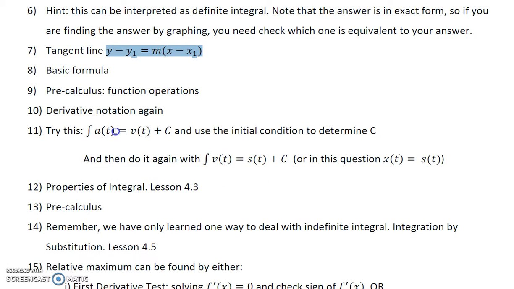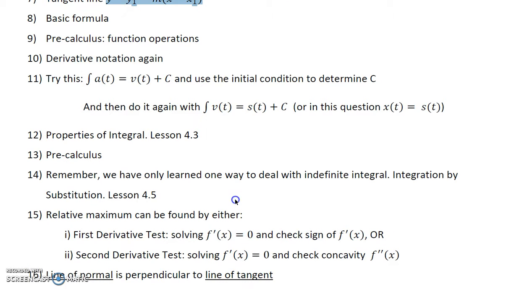So from acceleration, you integrate it, you get velocity, but make sure it's plus c, and then they have an initial condition for velocity, then you can plug it in and you can use it for c. And then with that entire equation that becomes your new velocity equation, you integrate it, you get position equation plus c, and then you plug in the initial condition, then you can find the actual answer. Okay, so it will take some time for question 11.